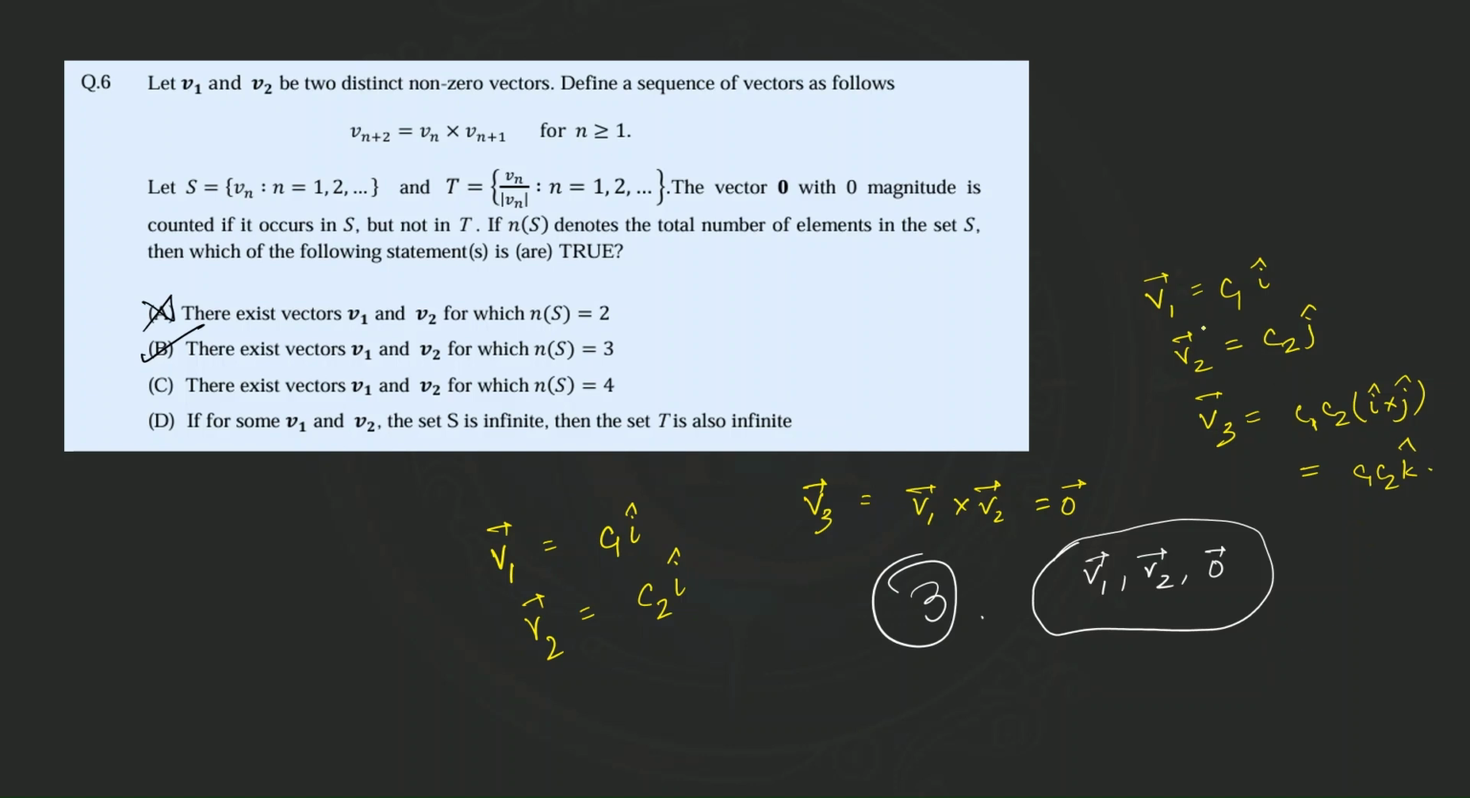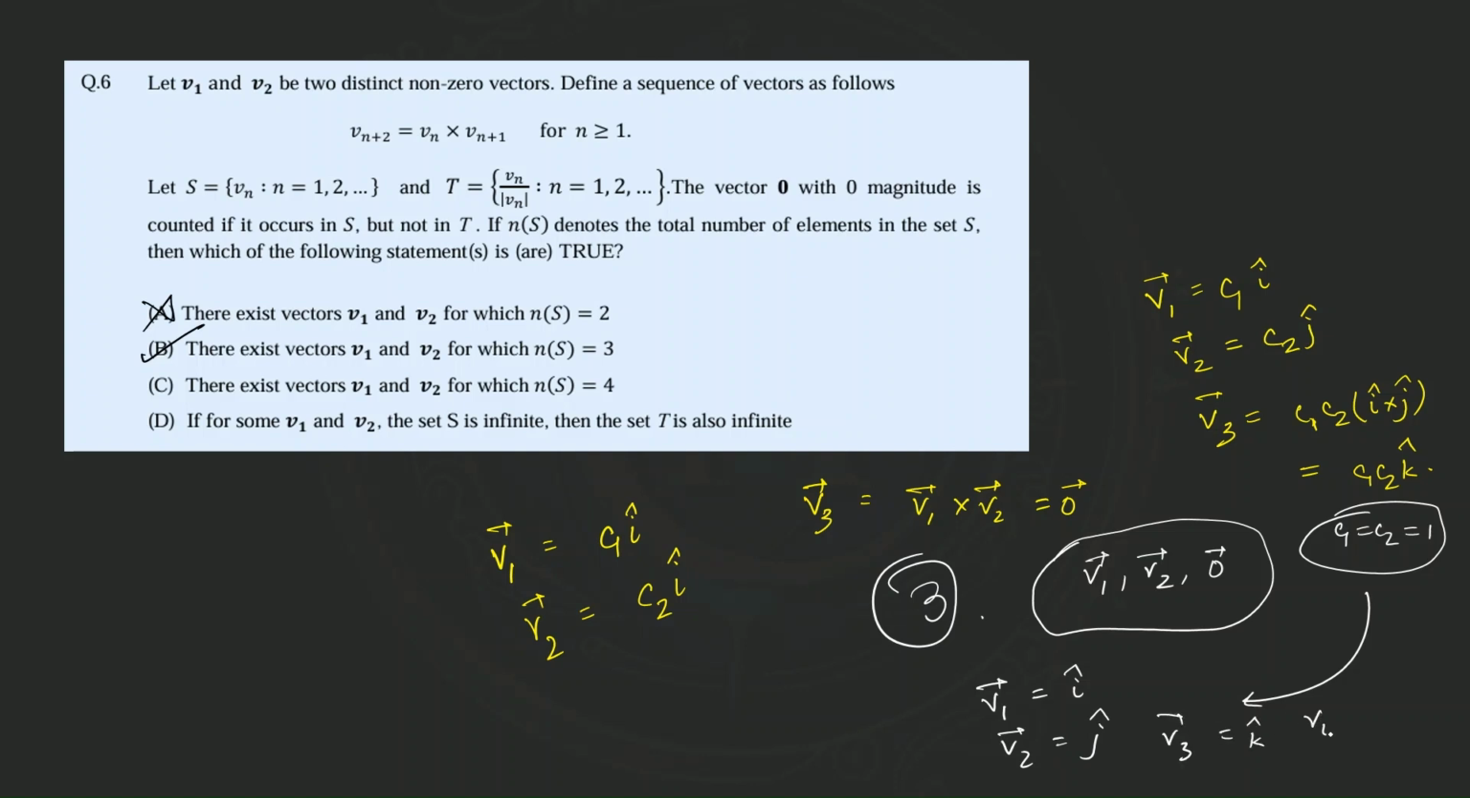Then again, if you generate v4 by using the same relation, it will give us a direction of, no sorry, this will be j cap cross k cap. That means again we have this i cap vector here. So if we take this particular case, let's say for example c1 equal to c2 equal to 1, so we choose only the unit vectors, that means v1 equal to i cap, v2 equal to j cap, then v3 will be simply k cap, right?